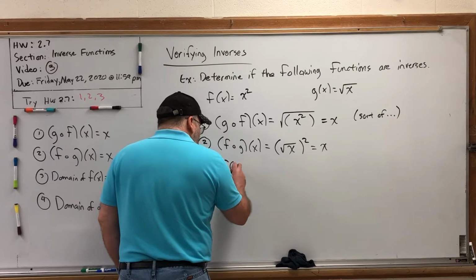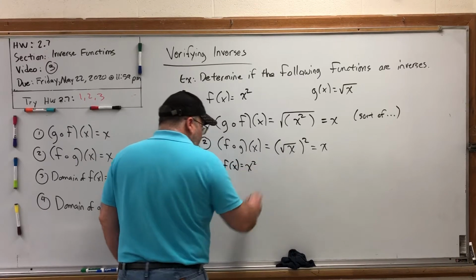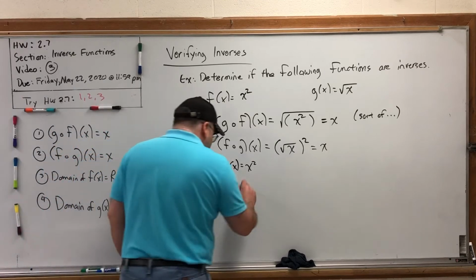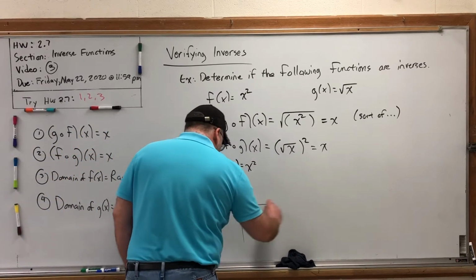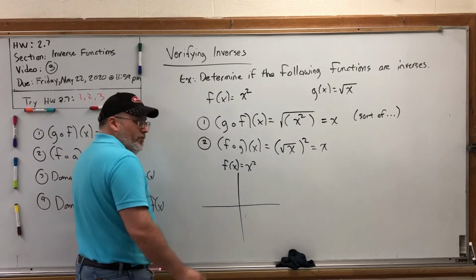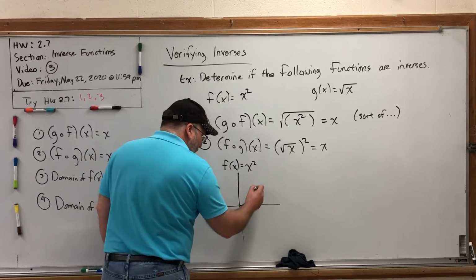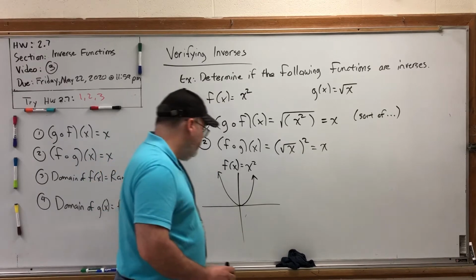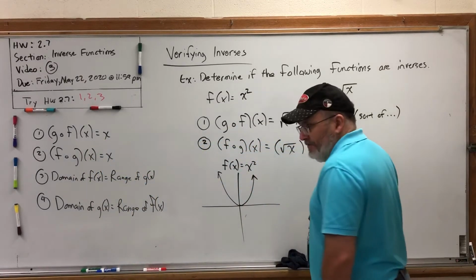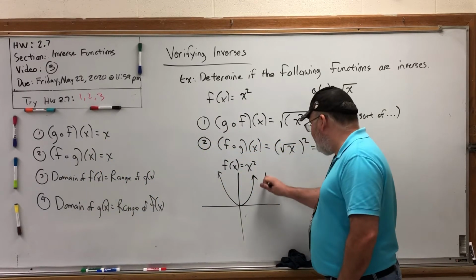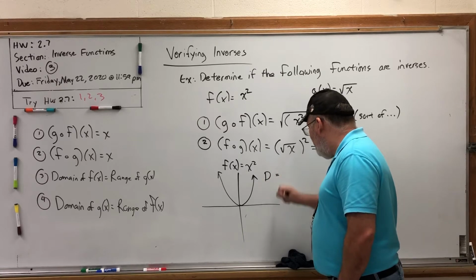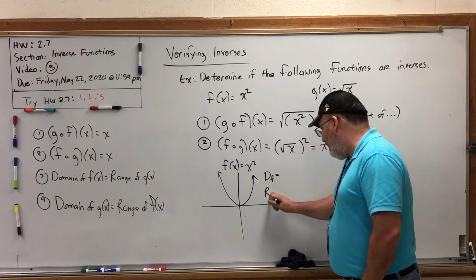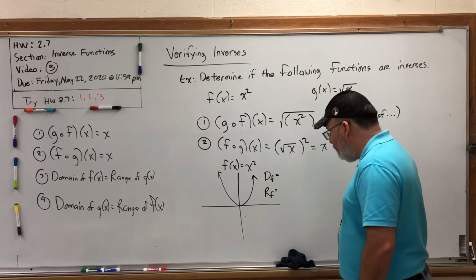One way to check domains and ranges, or to determine domains and ranges, is to look at the graphs of a function. Graphs of the functions. Now, we've already talked about f of x equaling x squared being a parabola. Looks like that. Let's go ahead and pull off its domain and range. I'm just going to write D and R. For specificity, I'll put Df for domain of f and Rf for range of f.